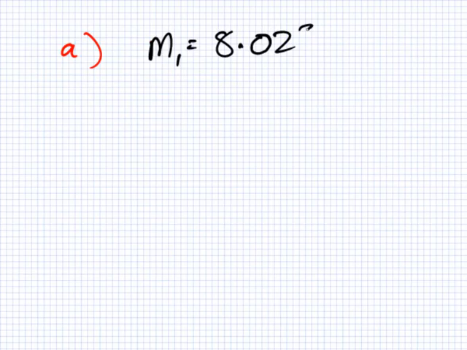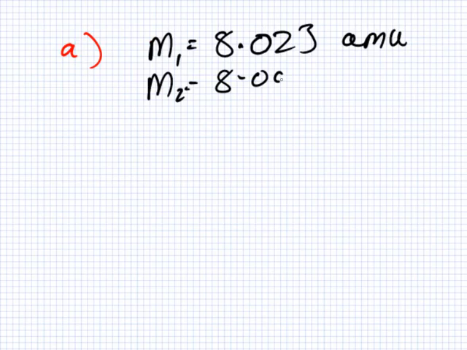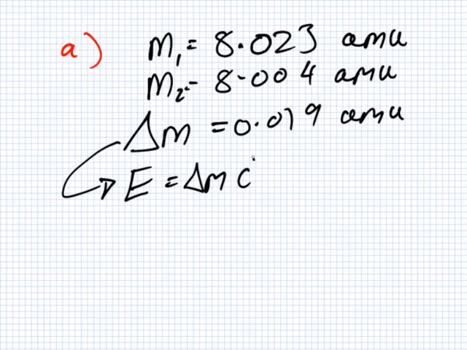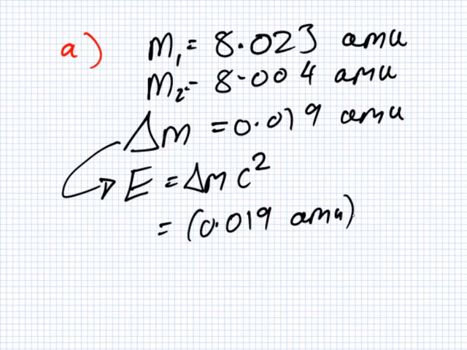So the mass at the beginning we said was 8.023 atomic mass units. The mass at the end is 8.004, wasn't it? Yeah. Atomic mass units. So the mass that appears to be lost is 0.019 atomic mass units. But it wasn't lost, it was converted into energy, which is mc squared, which is 0.019 atomic mass units times 3 times 10 to the 8.